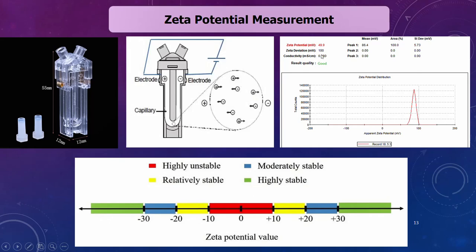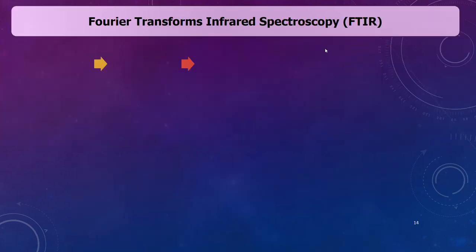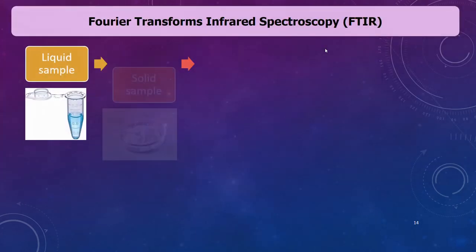Likewise, this result is coming like 49.9. That means the nanoparticles which we have prepared are highly stable. If we check its nanoparticle size on the first day, it will be the same after 1 year. So the particle size will remain the same if its zeta potential value is more than minus 30 or more than plus 30. Then the next is FTIR, Fourier transform infrared spectroscopy.